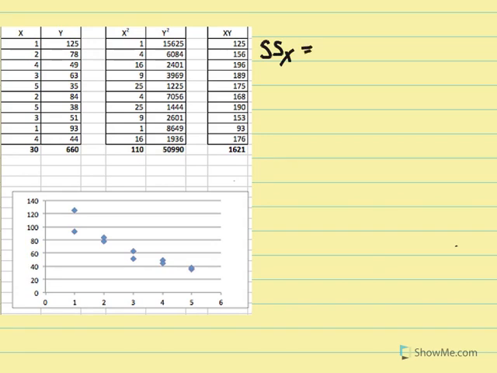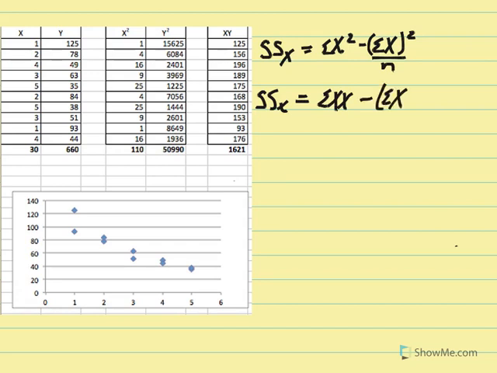So SS for X is the sum of X squared minus the sum of X squared over N. And we would do the same for Y, but before I do that, let me just show you what this is actually indicating if we were to write it in a different format. So the sum of squared deviations of X is the same as saying the sum of X times X minus the sum of X multiplied by the sum of X over N. So these are equivalent to one another.